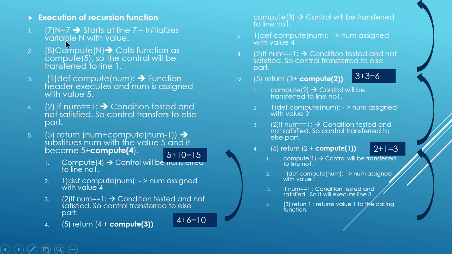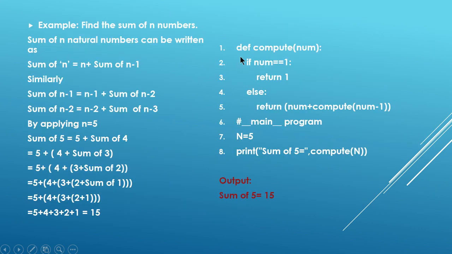Look at this. What is the first line that will be executed? What is the execution order? First it will start with line number 1, which is the function header. It will immediately come to the main program, that is the top level statement. This is a comment line, so it will not be executed. It will start with line number 7. After line number 7, it will go to line number 8.